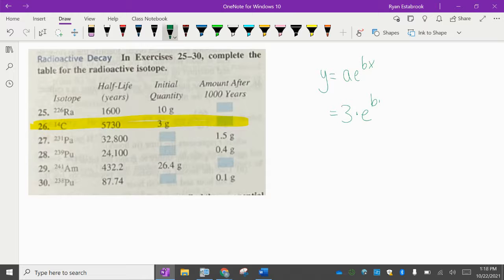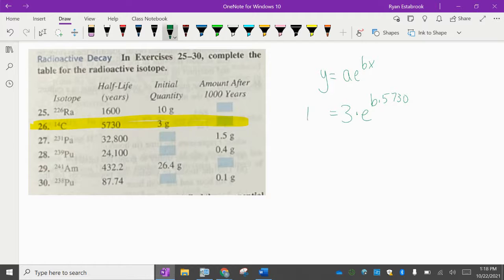I know I have X written here. It could also be written as T for time. And that's the 5,730 number. Since the half-life is 5,730, that's why I'm putting 5730 up here for X, which is the time value. So initial amount, E to the B, T or BX. What is Y equal to?